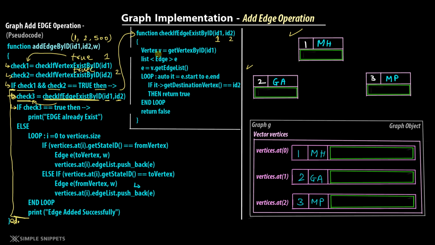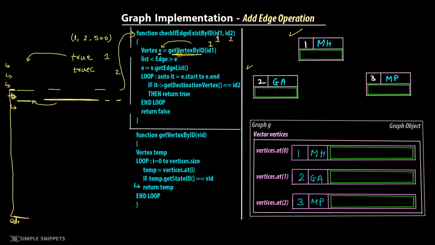So we say vertex v and we call get vertex by ID and we pass 1. Alright, so there is one more user defined function over here, get vertex by ID. So just by looking at the name, you can understand that it will return a vertex object which has the ID 1, and that will be stored in this v object, correct? But of course we'll have to see what exactly happens inside this function. So let's see this function now. When you call get vertex by ID, the function call transfers to this function over here, which is get vertex by ID, VID.